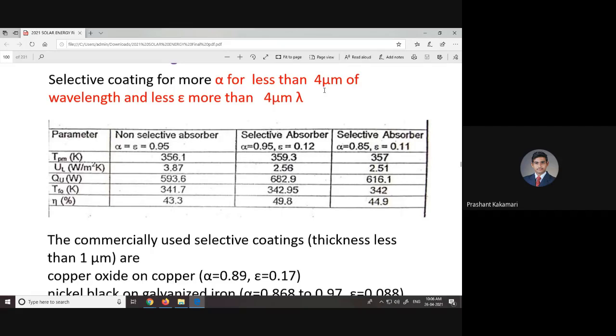If the wavelengths are in the visible or ultraviolet range, meaning they are incident on the absorber plate, that wavelength will be very small. So at very small wavelength, it should absorb more heat. At very high wavelengths, it should lose very little heat. So that is the concept behind making these selective coatings.